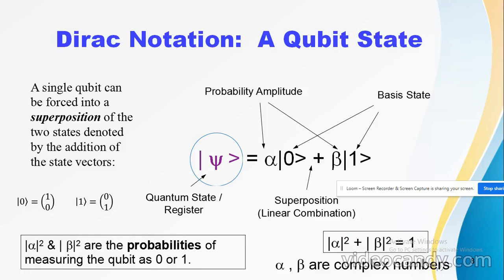The normalization condition is given as alpha square plus beta square is equal to 1, where alpha square gives the probability that you will find the qubit in the 0 state, and beta square gives the probability that you will find the qubit in the 1 state. Hence, we can say that alpha square plus beta square are the probabilities of measuring the qubit as 0 or 1. This equation means that the qubit is in the superposition of both the states with certain probabilities of being measured as 0 and 1.